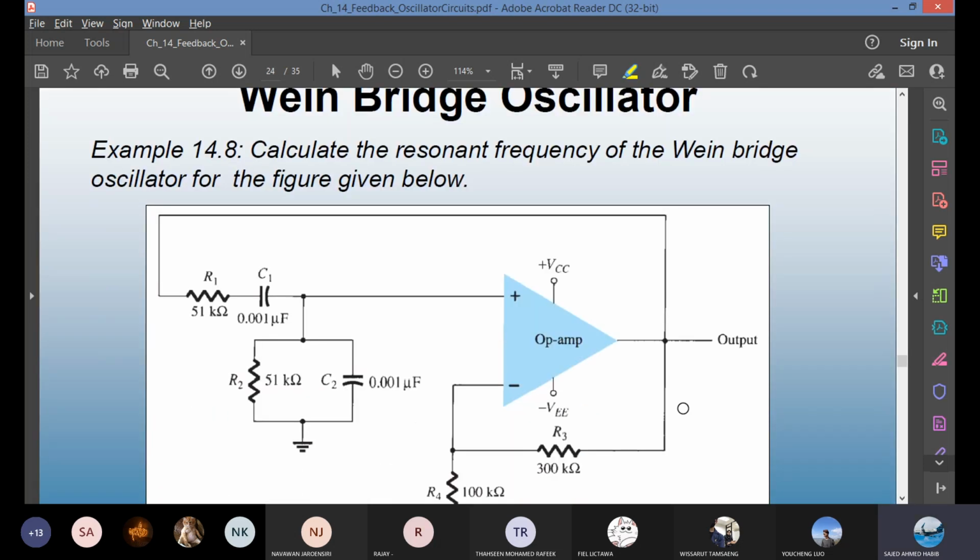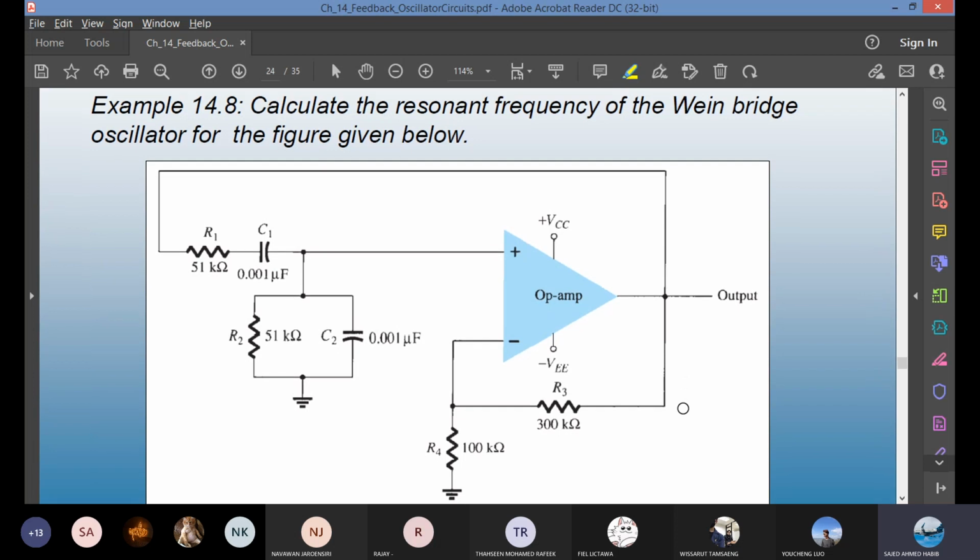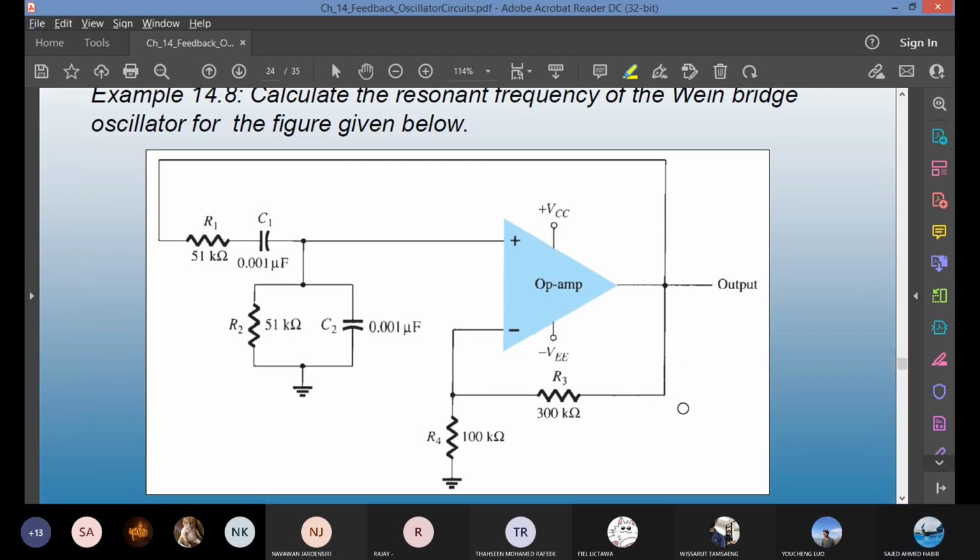We can look at an example. This is a worked out example in the textbook. You can open your textbook or you can do it from here, it's up to you. This is a Wien bridge oscillator. What is the resonant frequency, the oscillation frequency of this oscillator? We can try to calculate it. As I have said, the R3, R4 resistors are feedback elements. They are not part of this calculation.